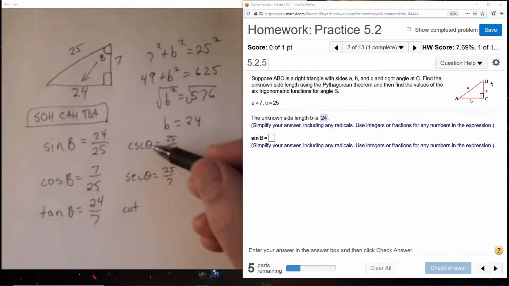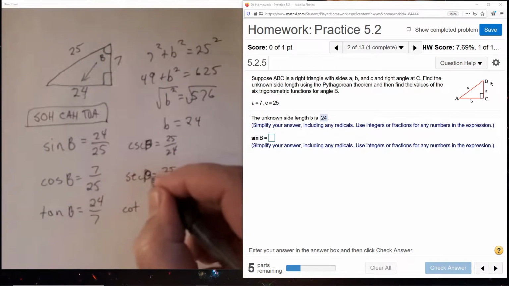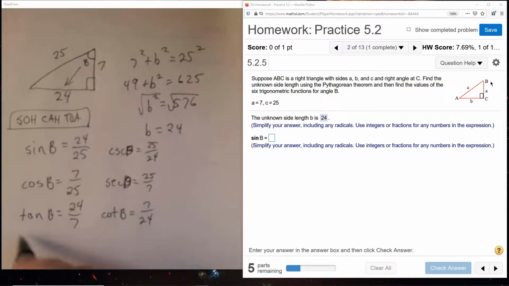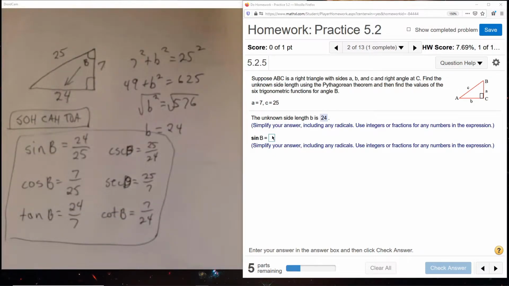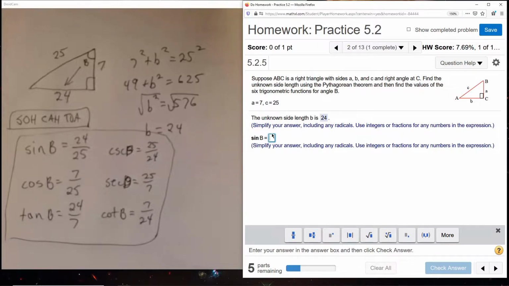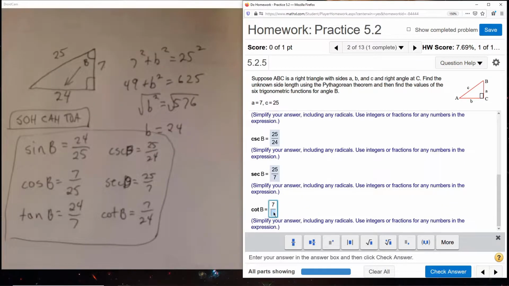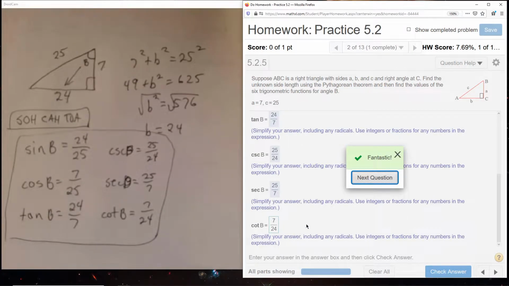And I just noticed I started using theta again because theta is so common to use, but they are technically using B here. And so there's all six trig functions. And I'll enter them in. So I'm at cotangent. And that is everything for that question.